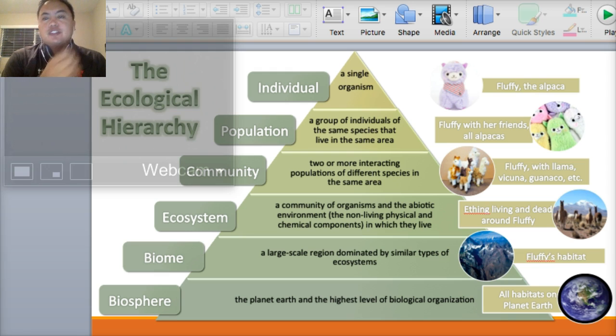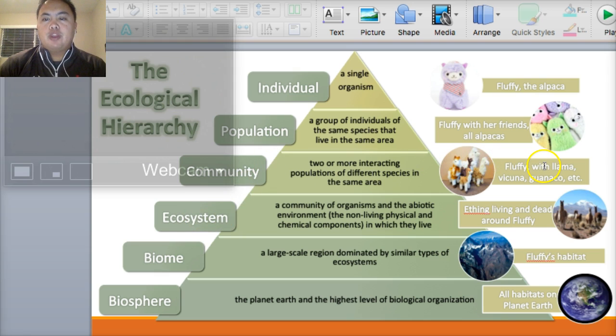Again, going through definitions that you need to know when we discuss ecology, this is what they call the ecological hierarchy. So you know basically the order in which we analyze ecology. A single organism is called an individual. So for example, Fluffy the alpaca. A whole bunch of alpacas is called a population. So a whole bunch of individuals make up a population. So Fluffy with all of her alpaca friends. Okay, a whole bunch of populations, different kinds, create a community.